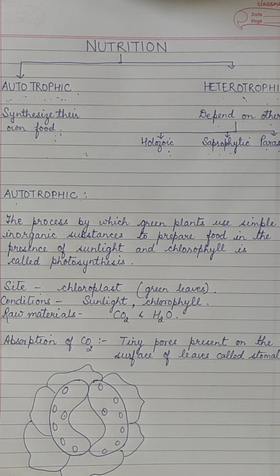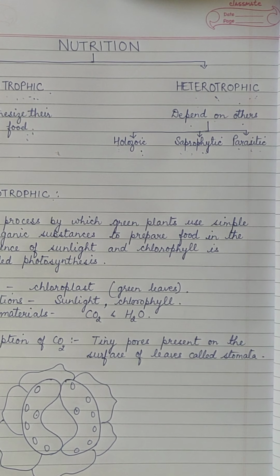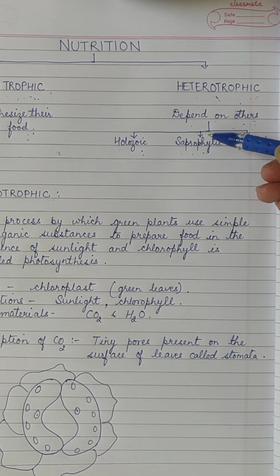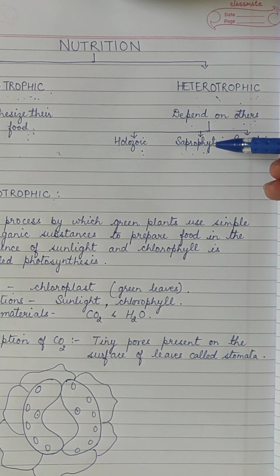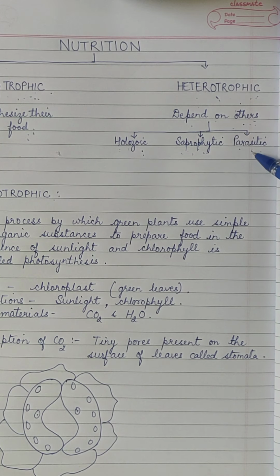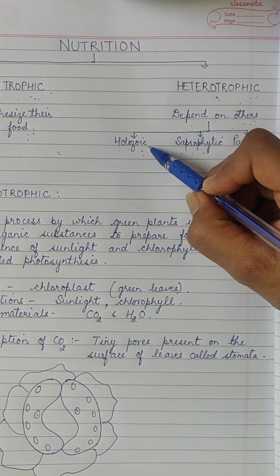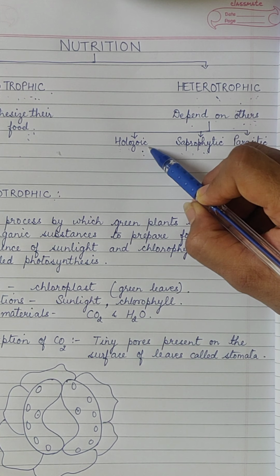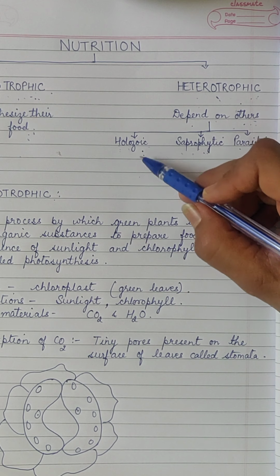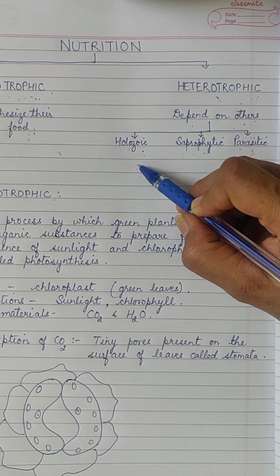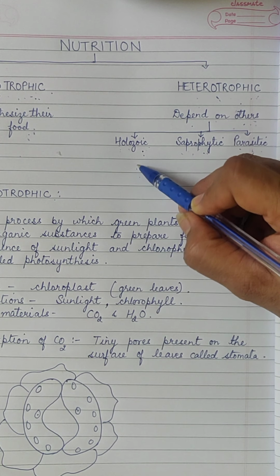Now heterotrophic organisms are those organisms which depend on others. So all the animals depend on others for their food. And according to the organisms, there are three different modes of heterotrophic nutrition also: holozoic, saprophytic and parasitic. Holozoic mode of nutrition is found in human beings, in cow, buffalo. So what do these organisms do? They first ingest, they first take in food, then digest it and then assimilate it and then utilize it and then egest the undigested food.